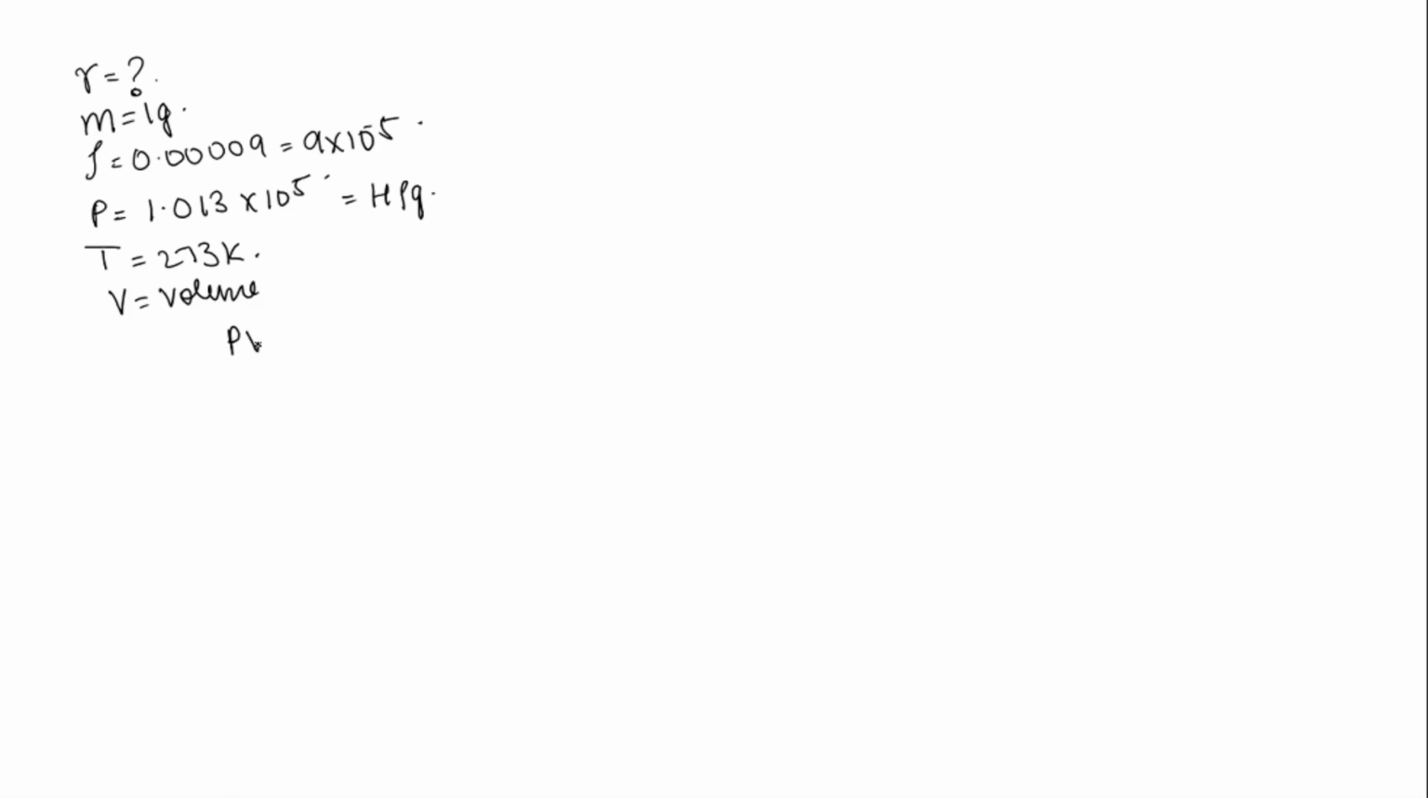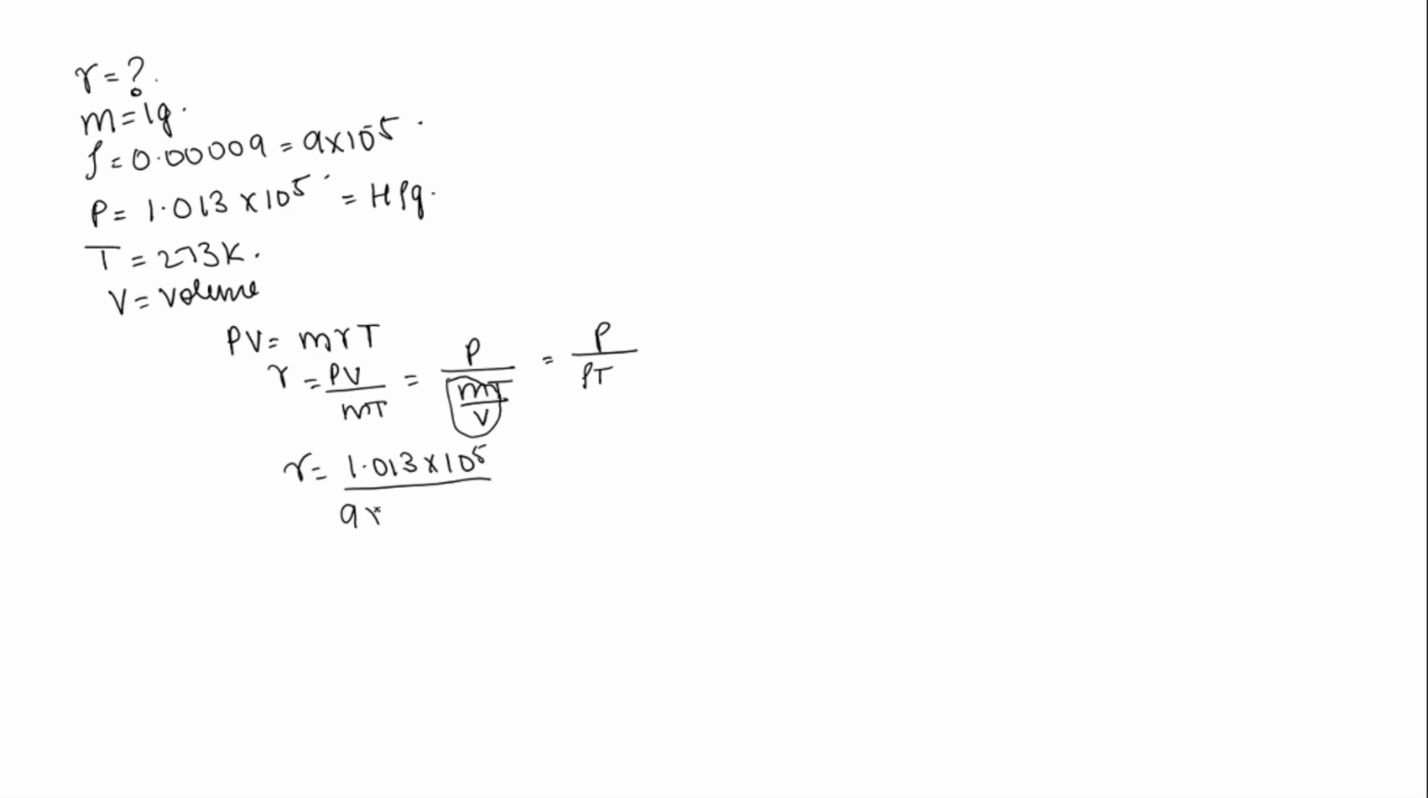We know the equation PV is equal to small m small r T. So R, that is gas constant, is equal to PV by m T. So this can also be written as P by m into T by V. So mass by volume, only this part, is equal to density. So the gas constant we need to find is equal to pressure, 1.013 into 10 to the power of 5, by density, 9 into 10 to the power of minus 5, into temperature.